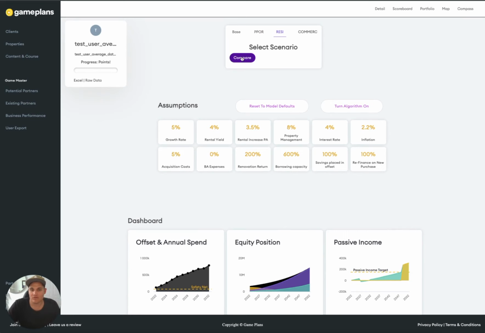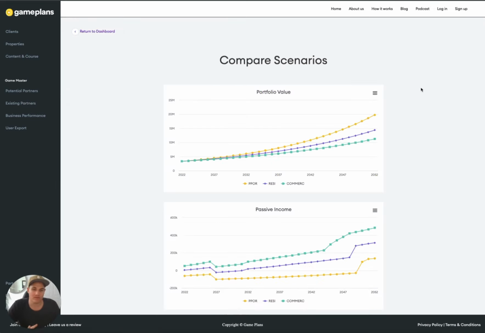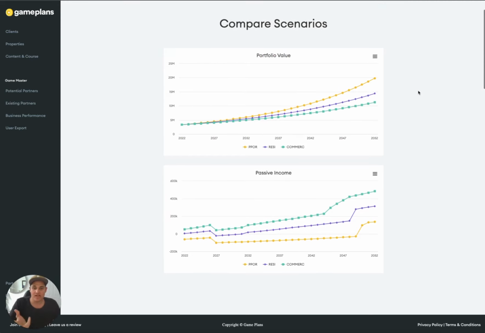So we've added this new compare feature, which allows you to compare scenarios based on the 2 main things, which are portfolio value and passive income. I've got 3 scenarios that I've done. One is a principal place of residence purchase, another is another residential purchase, and the third is a commercial purchase, using different base assumptions. Obviously the principal place of residence doesn't have any rental income coming through. The residential property might have a 3 or 4% yield, and the commercial property might have a 6 or higher percent yield, using different metrics and different growth rates between the two.